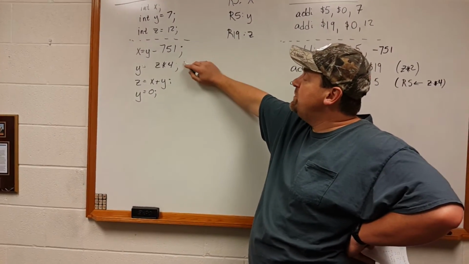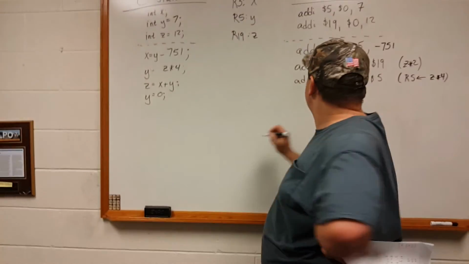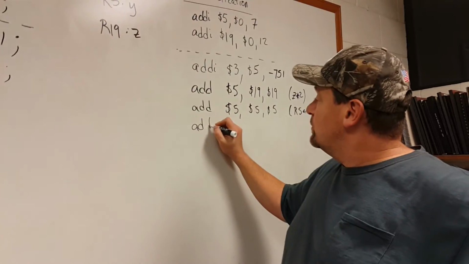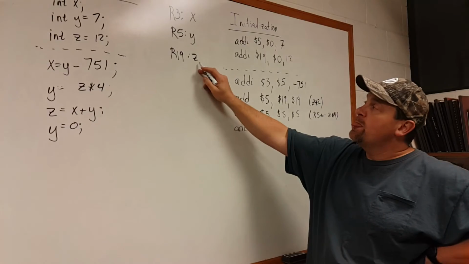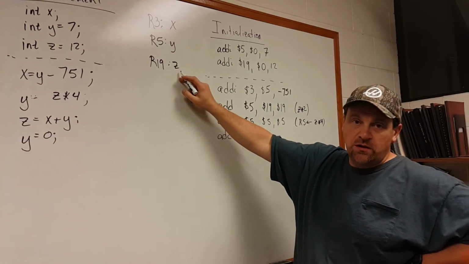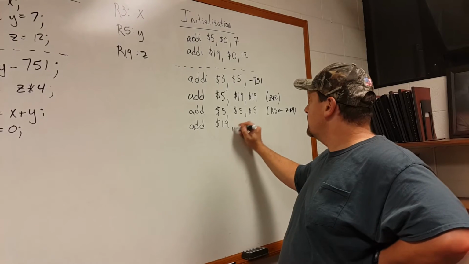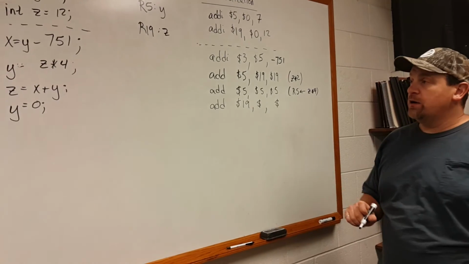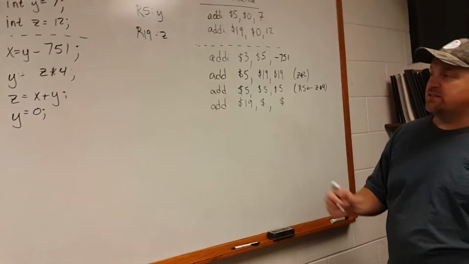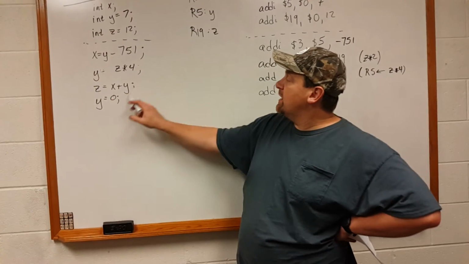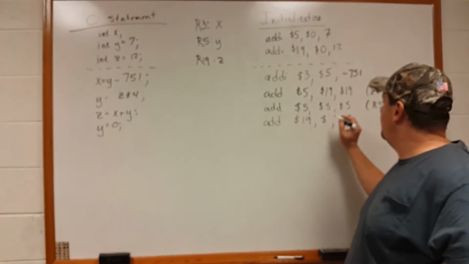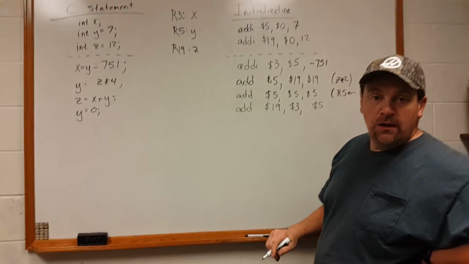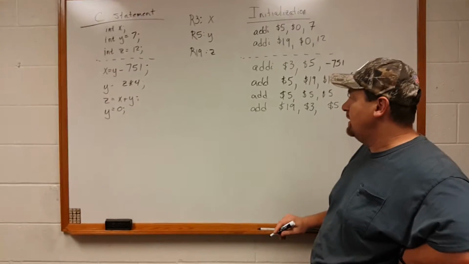Next, z was used here, but now z is going to get clobbered. So we have z equals x plus y. So we do an add. Where do we want it to go? Into z. Z is associated with R19. What are the arguments? Well, we always have 3 arguments. We always have 2 arguments and 1 destination. Here, we want to take x and y associated with 3 and 5. So we take 3 and 5, we add it, we store it in R19, which is associated with z.